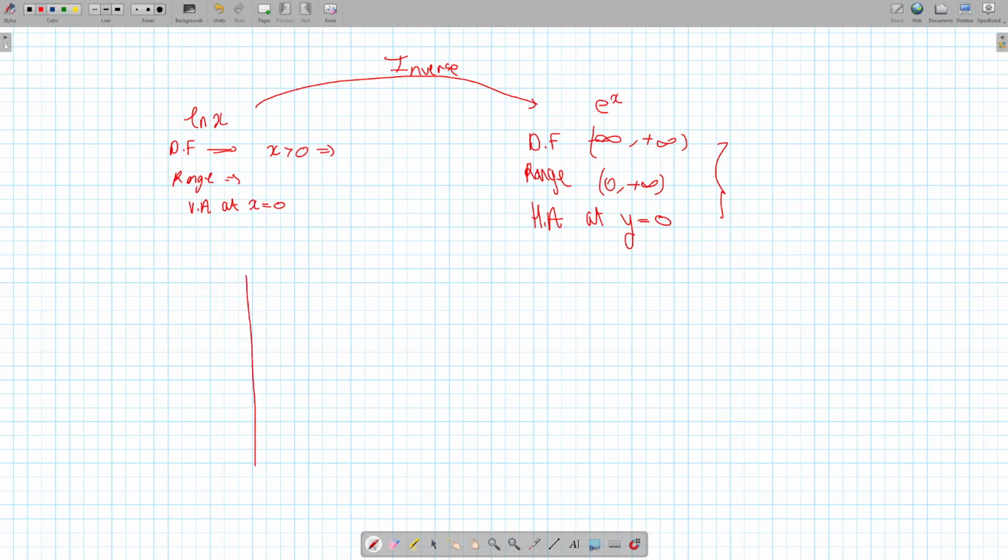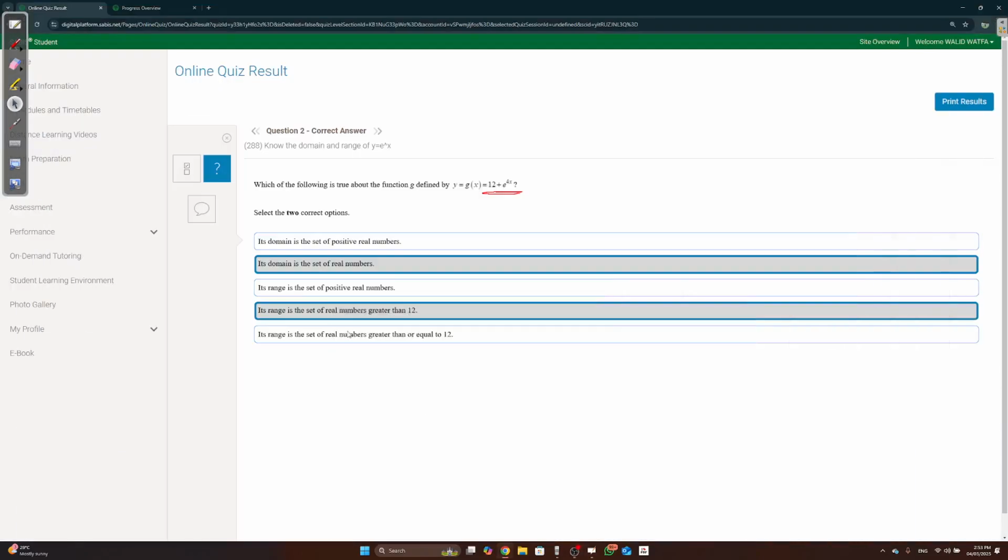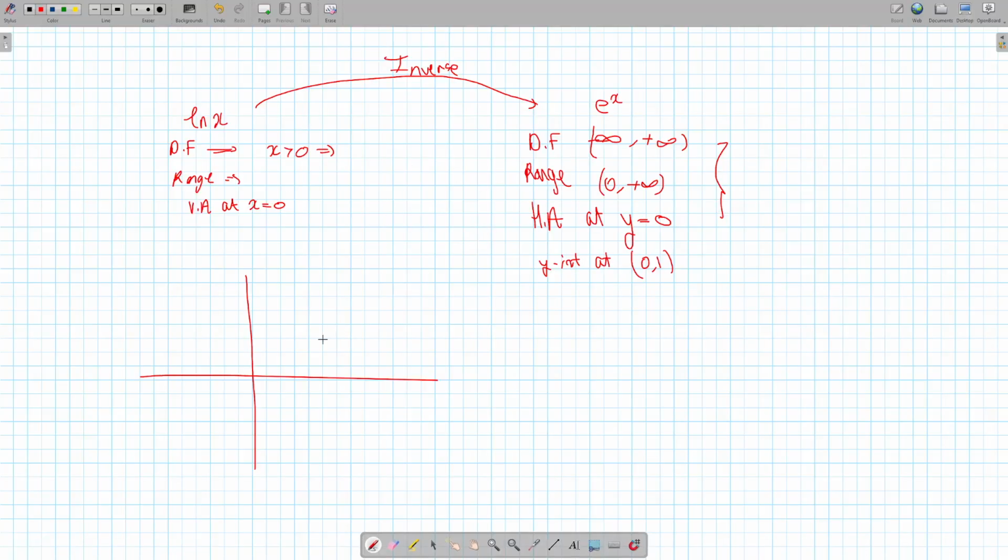If you want to see how the graph looks, it looks like this. It also, by the way, has a y-intercept at 0, 1. Okay, know this. If you plug in x as 0, you're going to get e to the power of 0, and anything to the power of 0 is 1. So over here at 0, 1, it has an asymptote at y equals 0. So it looks like this. This is what e to the power of x looks like. You're going to need this for other questions.